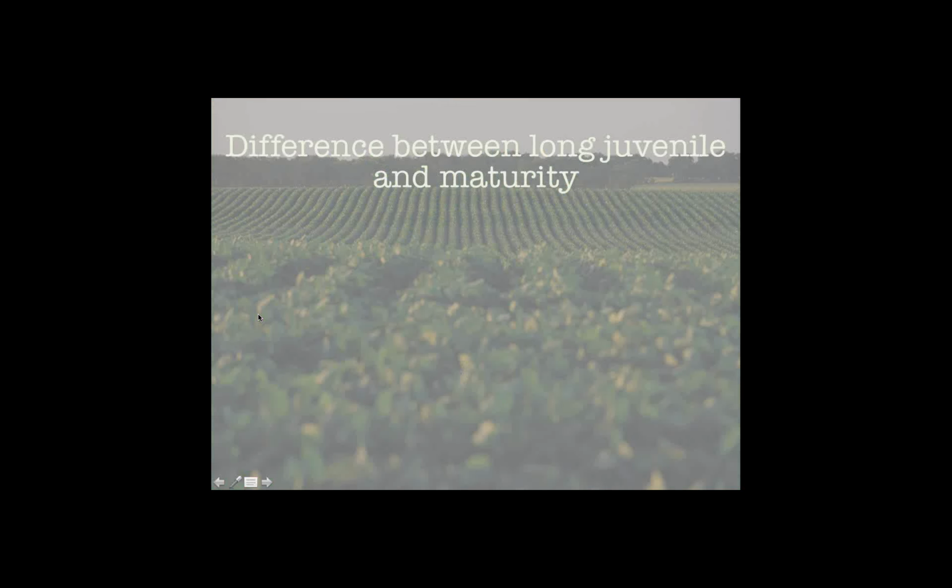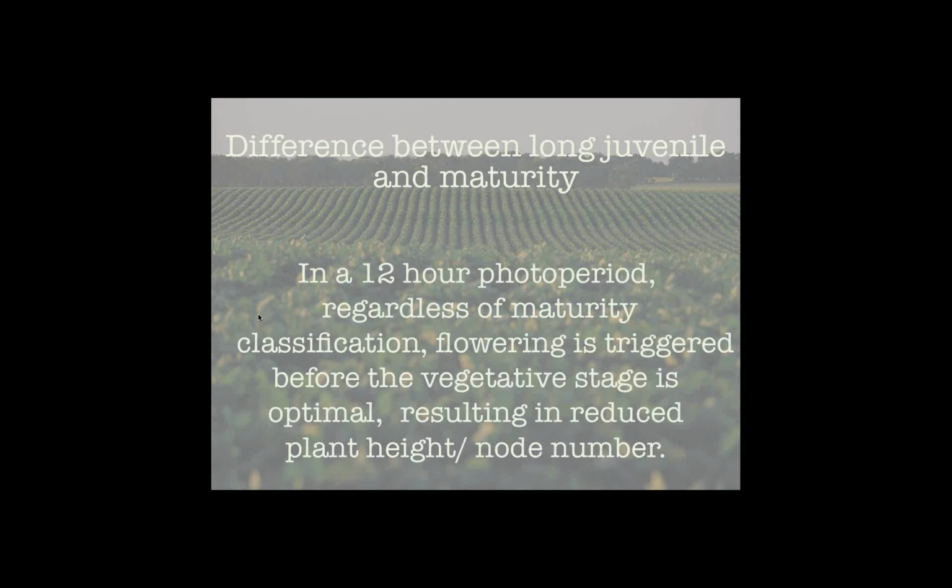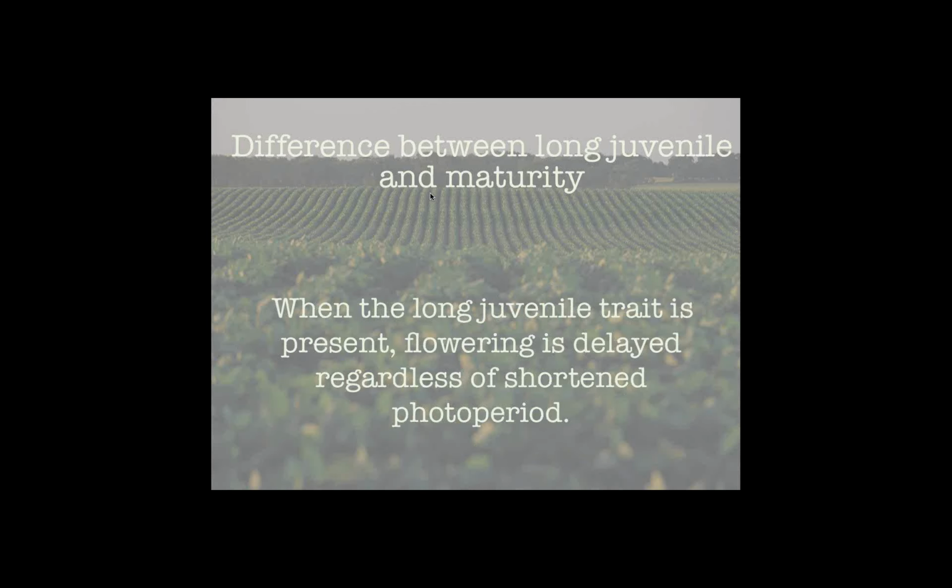First I want to talk about what is the difference between the long juvenile trait and maturity. In a 12-hour photoperiod, regardless of maturity classification, flowering is triggered before the vegetative stage is optimal, resulting in reduced plant height and node number. So when the long juvenile trait is present, flowering is delayed regardless of the shortened photoperiod.